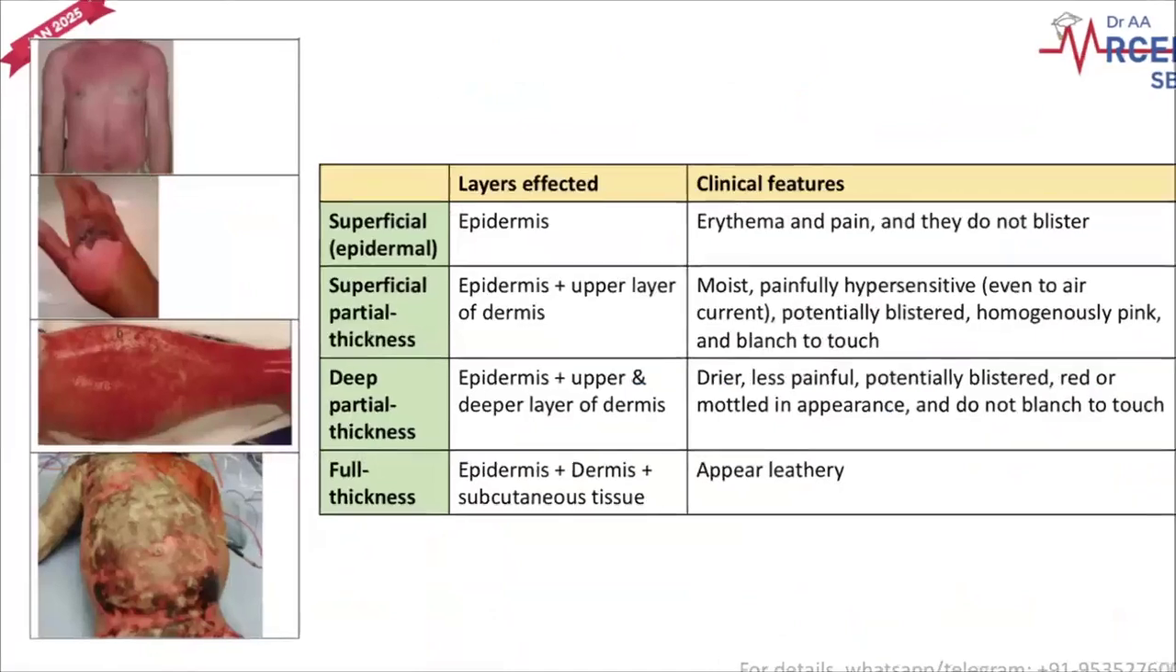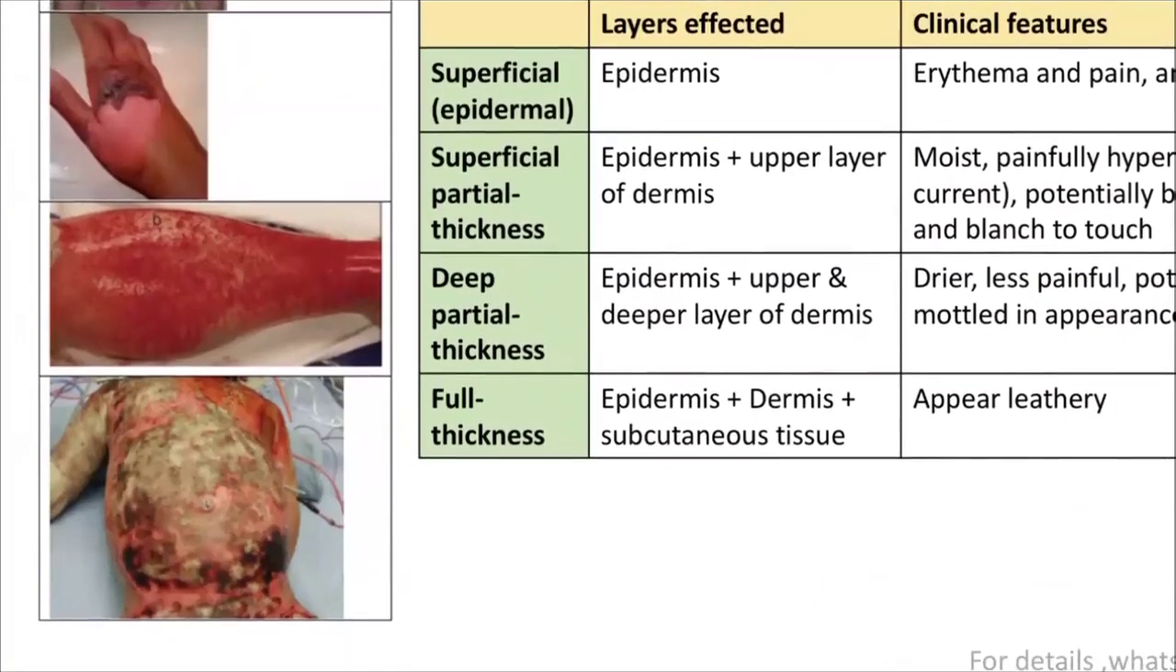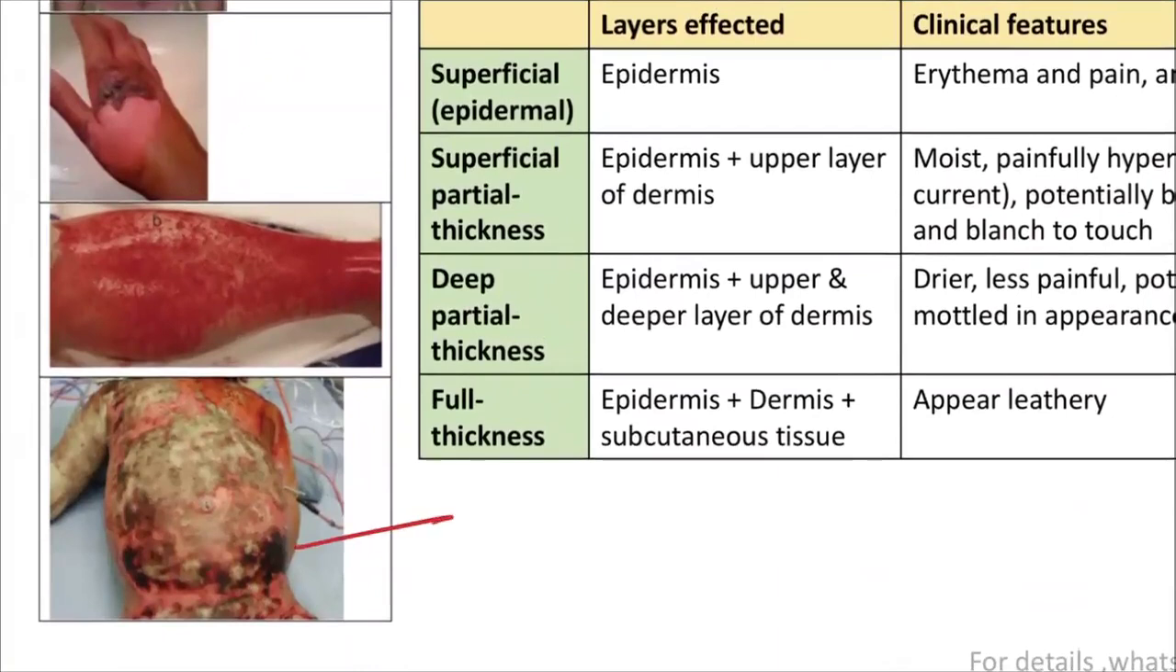What is the classification which you need to be aware of? Just the redness, what you are seeing, is known as a superficial burn, where only the epidermis is involved. It can be painful. Next, we'll go for full thickness. In full thickness, epidermis, dermis, and subcutaneous tissue are involved. So it appears like leather and it will be quite painless. They'll not feel any pain at all because the nerve endings are also burnt here. There are no nerves to carry the sensation.